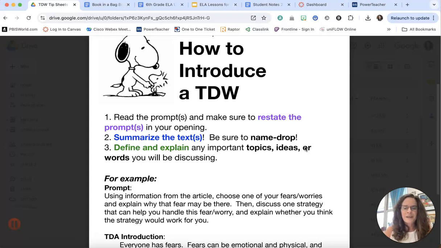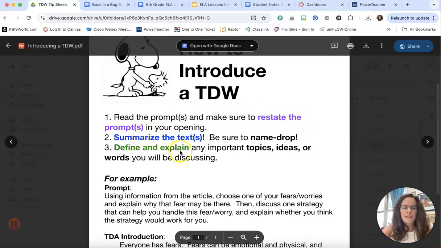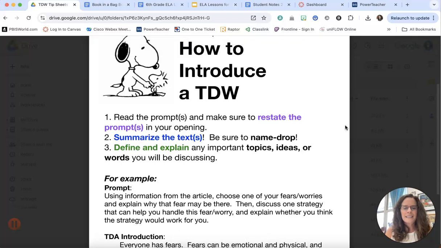And then the final tip is to define and explain any important topics, ideas, or words that would be important for your reader to understand before they can really understand what you're talking about.